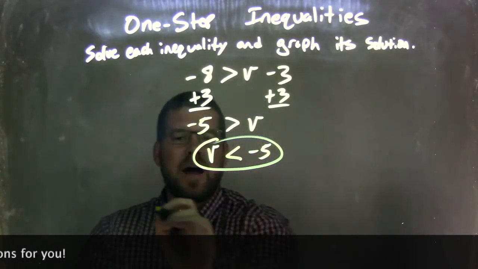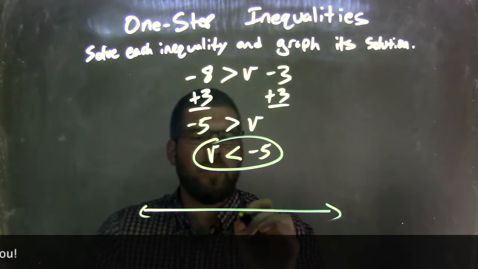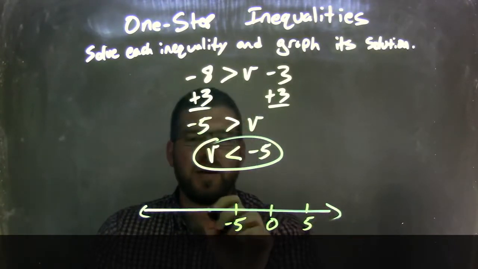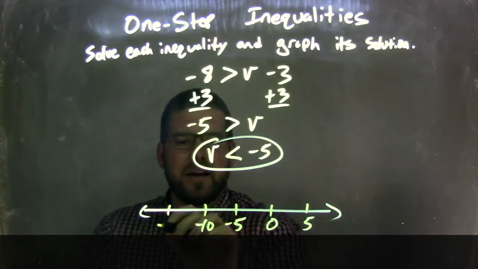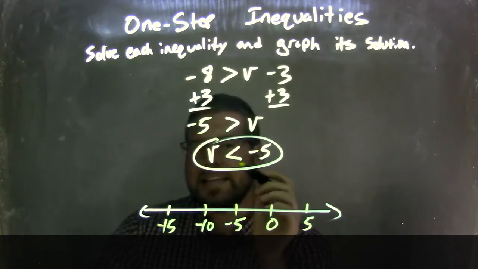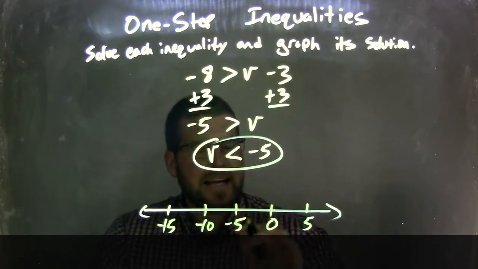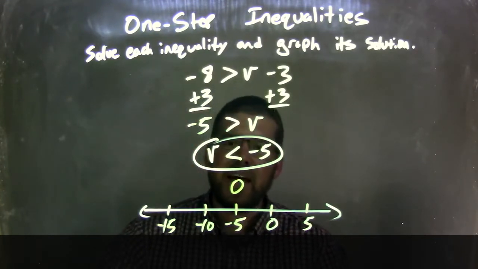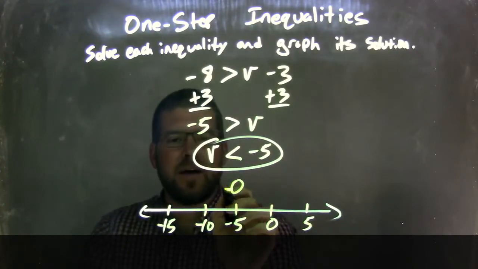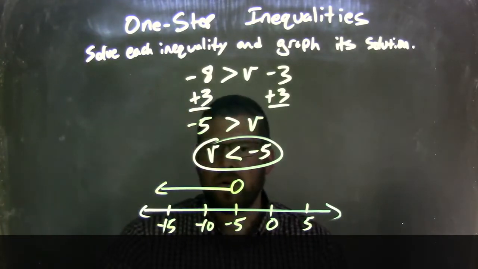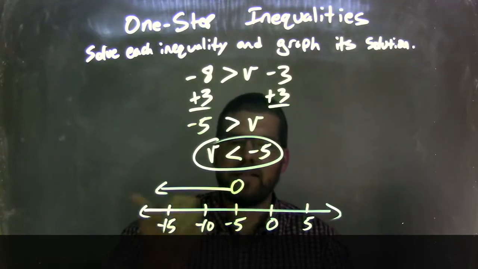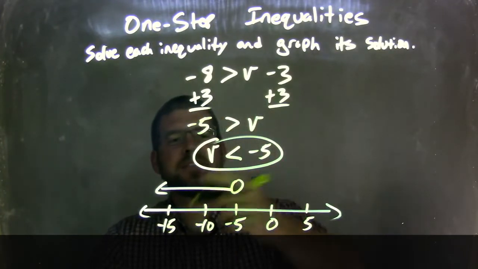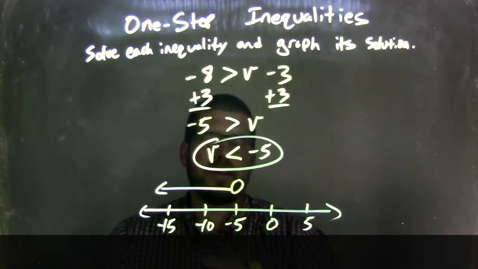And so now I need to graph that. So let's go -5 here. We have 0. Let's go by 5s. 5. We have -10 and -15. Well, v is less than -5. It's not equal to. I'm going to put an open circle here at -5. Then I draw my line to the left from that open circle, indicating that all these values less than -5 are values that v can be. Okay, so my graph matches up with my inequality of v is less than -5.